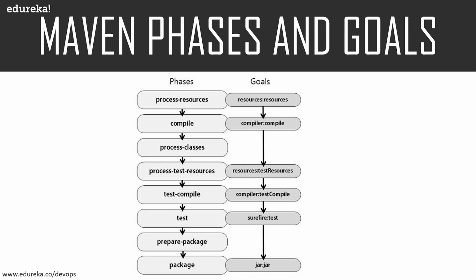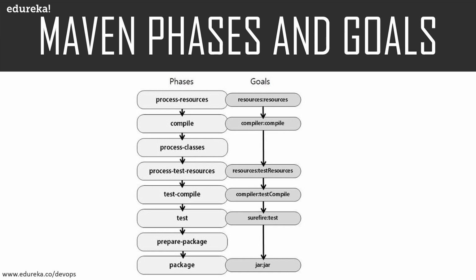The package phase is responsible for packaging the compiled source code into a distributable format, that is the WAR format or the jar format. Integration test is the phase in which process and deployment of the package is needed to run the integration test. In the install phase, you install the package to a local repository, and in the deploy phase, you copy the package to the remote repository. So these were a few important phases of the default build lifecycle.